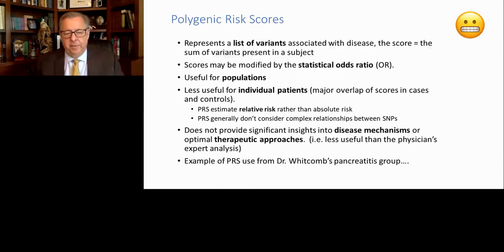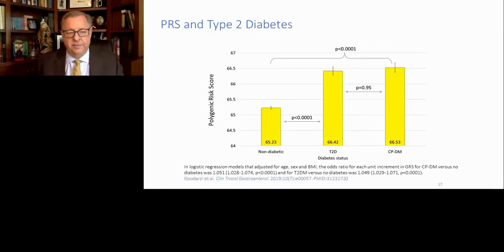I'm going to show you an example that we have used from my University of Pittsburgh study on the pancreatitis group. And the question was, why do some people get diabetes and others don't? And the thought was, well, maybe they have type 2 genetic mutations that are giving them the disease. So what we did is we took people with pancreatitis but without diabetes, and patients with chronic pancreatitis and diabetes, calculated their polygenic risk score.